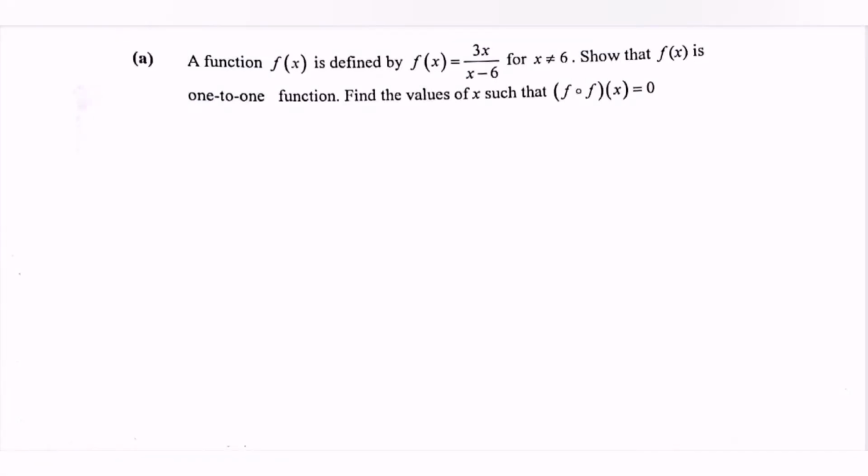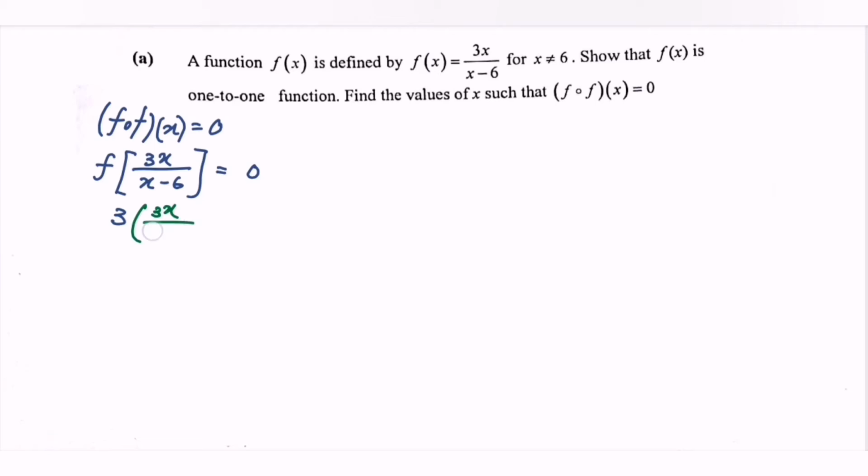For the second part, find the value of x such that we have the composite function f of f equals 0. So kindly substitute the situation. We have f of f equals 0, meaning that substitute f into the function of x. So we will have 3 bracket, here we will have 3x over x minus 6, over, again, we have 3x over x minus 6 minus 6 equals 0.